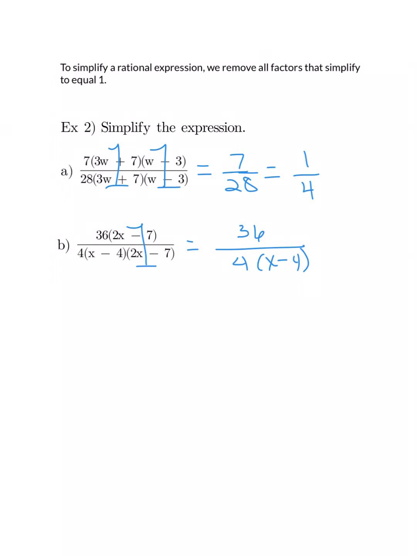36 over 4 simplifies. So we got to think about both of those divide by 4. If I take 36 divided by 4, I get 9. 4 divided by 4 is 1. So the 1 can be written down, but it doesn't need to be written down. You are left with 9 over x minus 4.